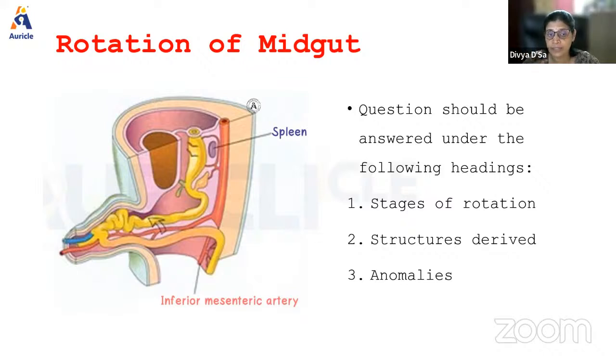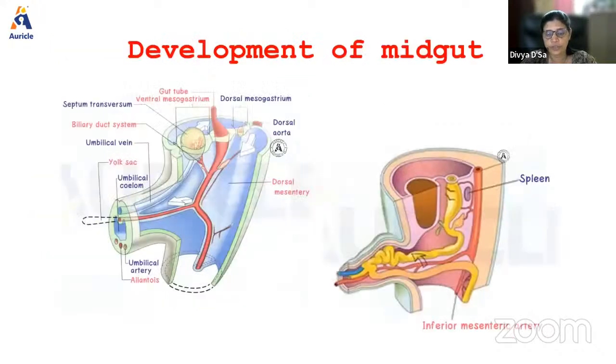So all these parts are derived from the midgut. Since that is a big loop of intestines and there is not enough space, it develops outside the fetus, and then later it is taken within. When it is taken within, it undergoes rotation to occupy the normal position. So this is what rotation of the midgut is about.